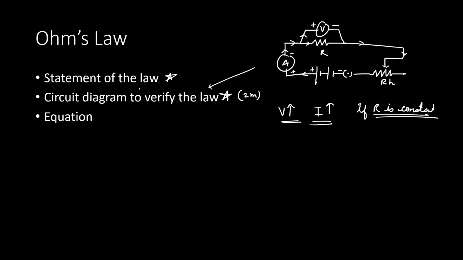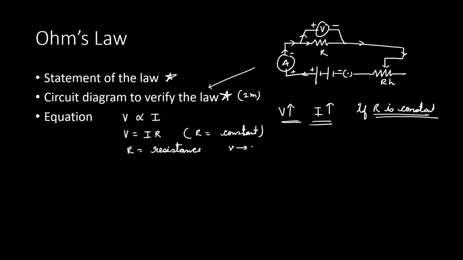Then you have the equation. So V is proportional to I. If you increase voltage, current increases. If you decrease voltage, current will decrease. And when you remove the proportionality sign, you multiply by a constant, and this constant is called resistance.